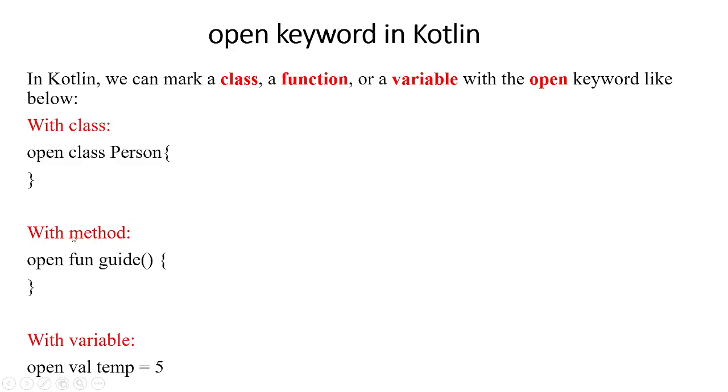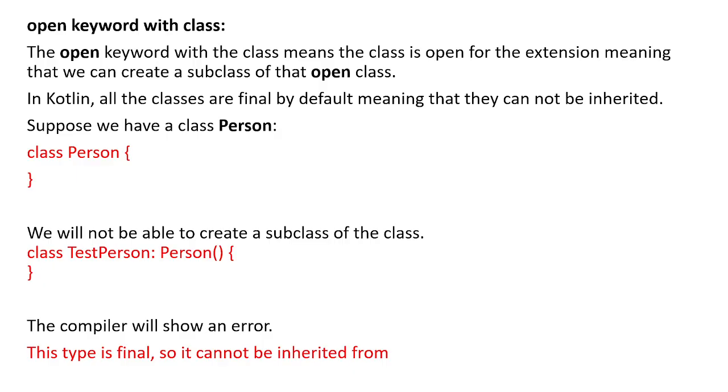And if we have to declare a function with the open keyword, then we have to declare open fun and the function name. And if we have to declare a variable as open, then we have to declare open, the type of the variable, val or var, and the variable name. That's it. So basically, open.